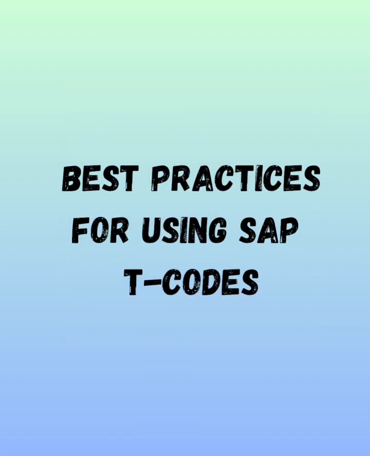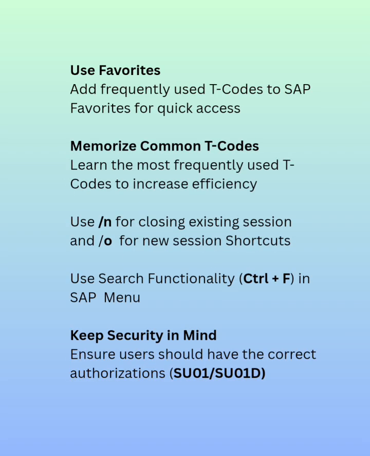Lastly, what are the best practices for using SAP T-codes? First is adding them to favorites. By adding the T-codes to the favorites list, you can quickly access them whenever you want them. Next is memorizing the T-codes. So this is a little bit of an effort related task, but if you remember them, you can access them anytime, anywhere.